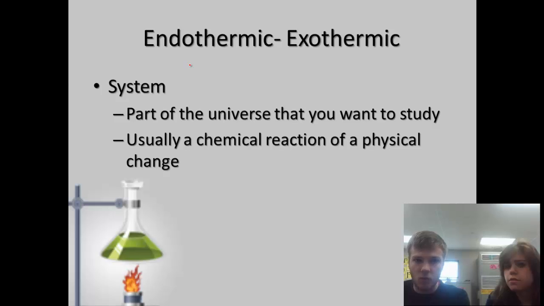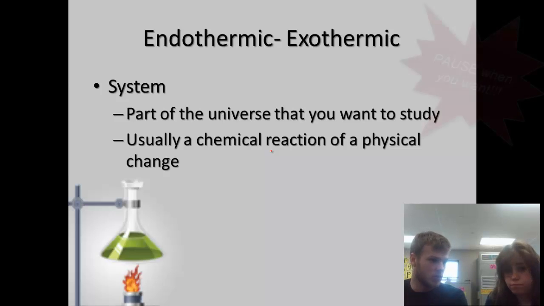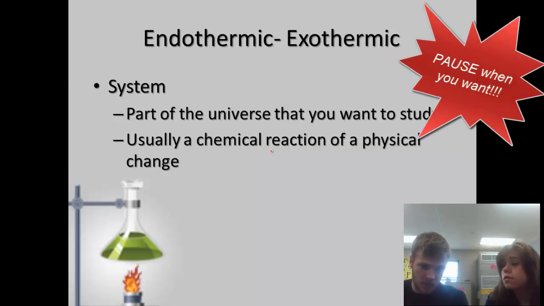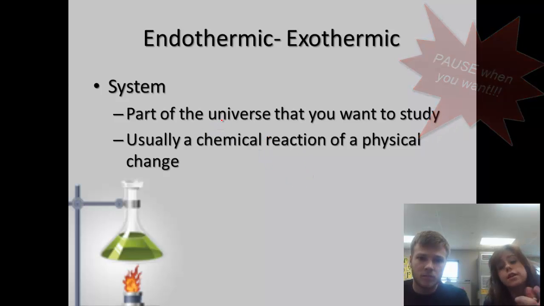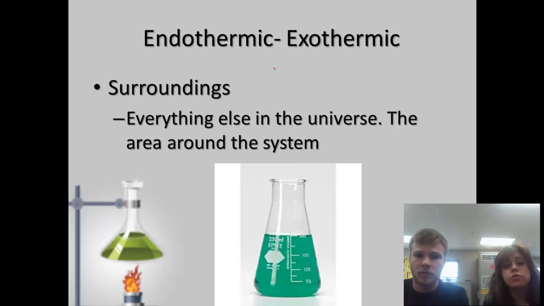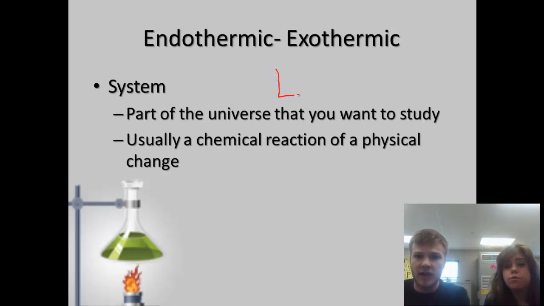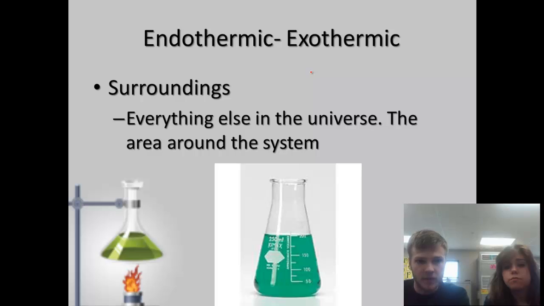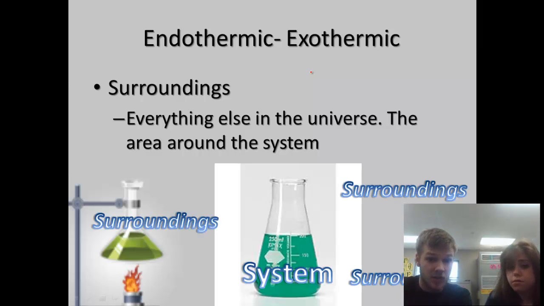Definition heavy right now. When we're talking about chemical reactions from here on out, we're going to be asking you 2 main questions: what's your system, and what is your surroundings? The system is the part of the universe that you want to study. This is usually the chemical reaction itself or a physical change. If I want to study a reaction in this beaker, my system is the beaker, and everything else is the surroundings.